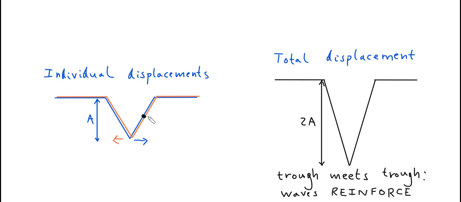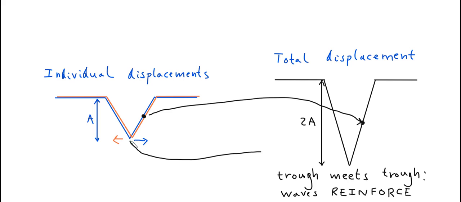So if the displacement at this point here for both waves is minus a half A, right, then by the principle of superposition, if we add those two displacements, we'll get a net displacement of minus A, which will correspond to, for example, here, right? And similarly, if we were to look at the net displacement at this point here, well, the individual displacements are negative A, and so the total displacement will of course be minus 2A.